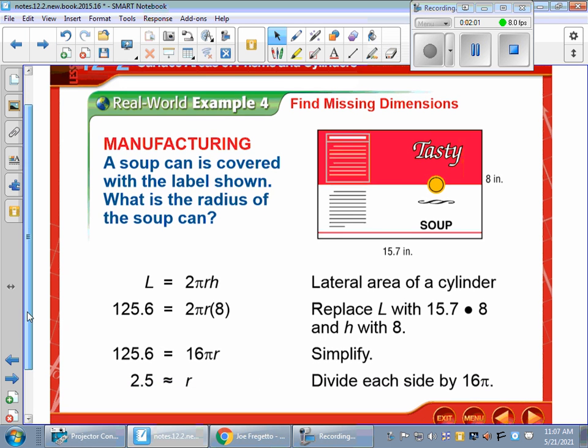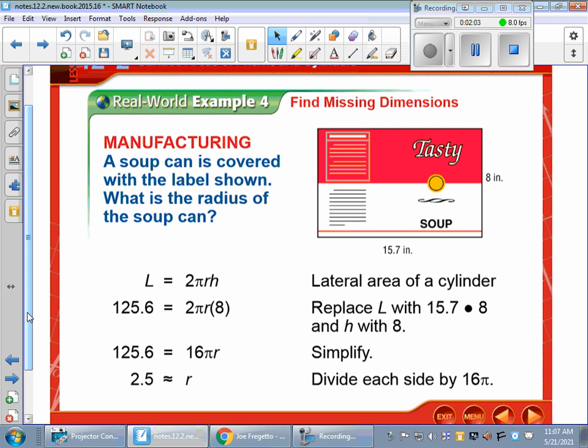So now we're going to take that same concept and work backwards. If you again take your label of a can, and they give you some numbers to plug in, and they want you to find the radius of the can. You should find the lateral area here: 15.7 times 8, and that's where you get your lateral surface area of 125.6.